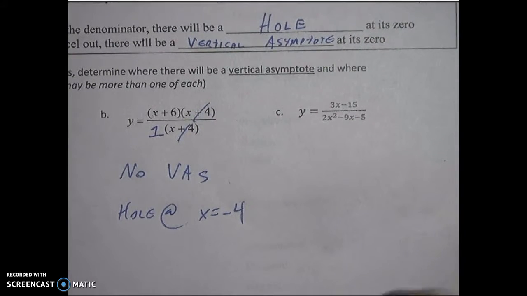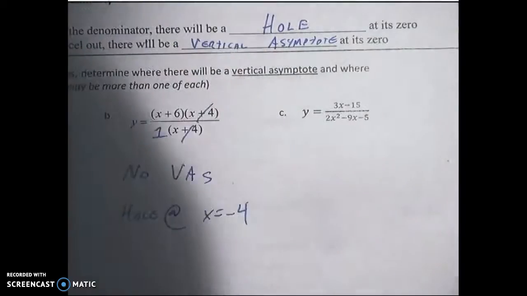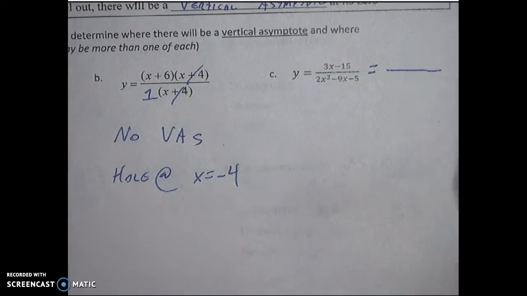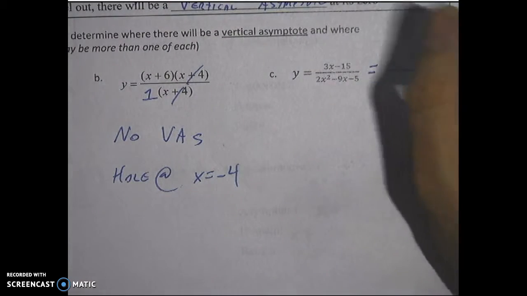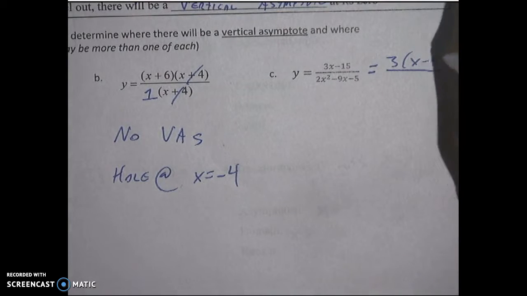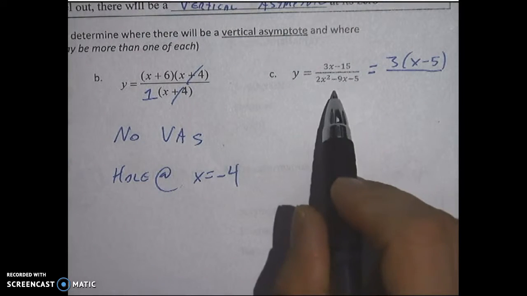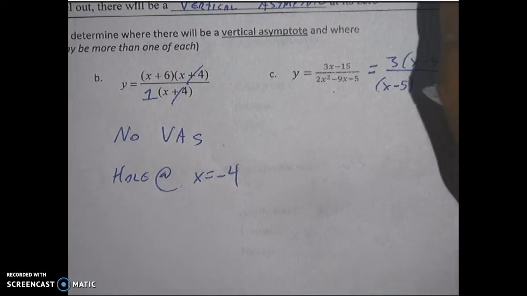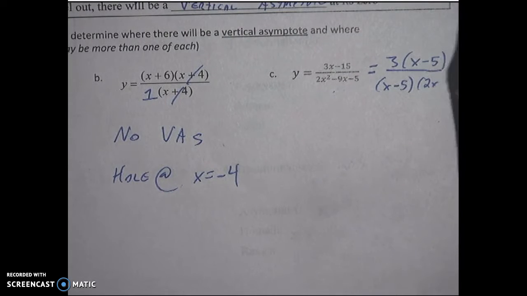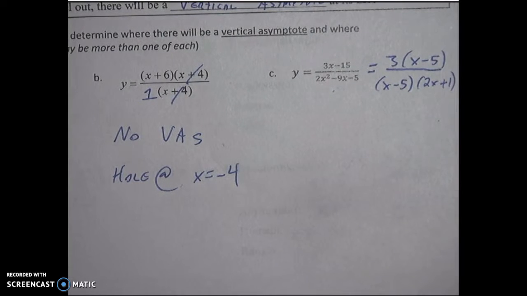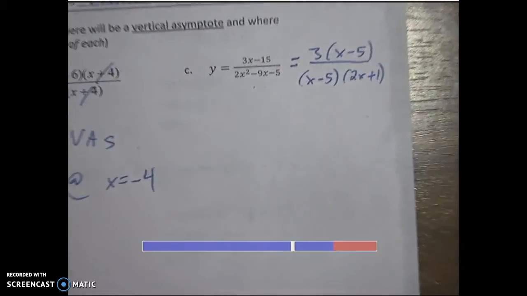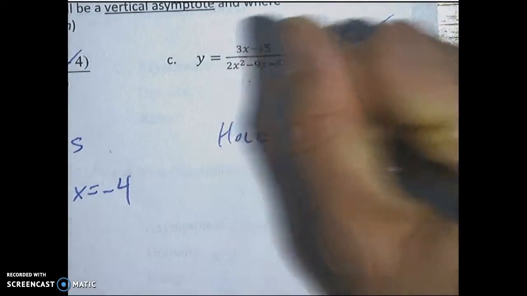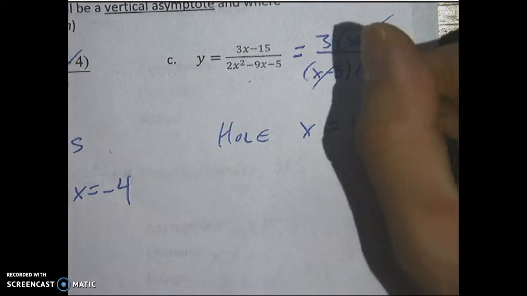This last one here. Sometimes you've got to simplify it. You've got to factor it a little bit in order to be able to do it. The way you do that, you can factor out the greatest common factor here of 3. Make this 3 times x minus 5. And then you can factor the bottom here, 2x squared minus 9x minus 5. Well, that factors to x minus 5 times 2x plus 1. So we can cancel out these x minus 5s, which means there's a hole at x equals 5.